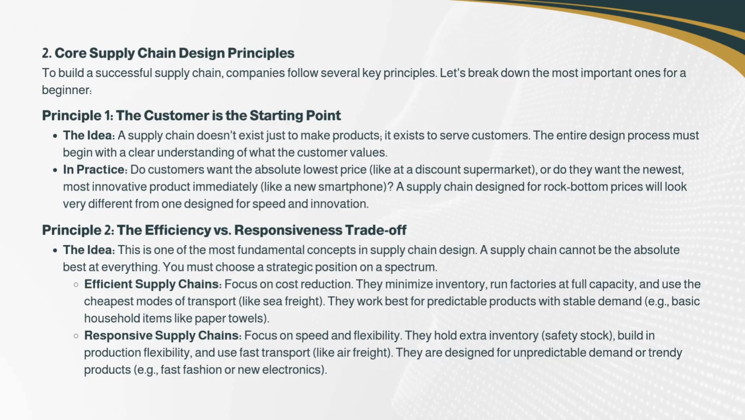Responsive supply chains focus on speed and flexibility. They hold extra inventory, safety stock, build in production flexibility, and use fast transport, like air freight. They are designed for unpredictable demand or trendy products, e.g., fast fashion or new electronics.